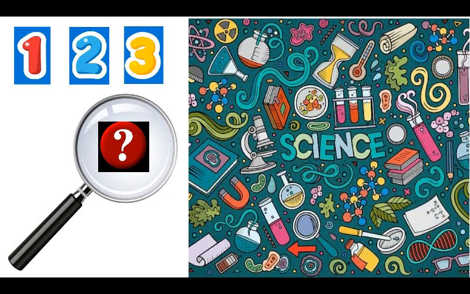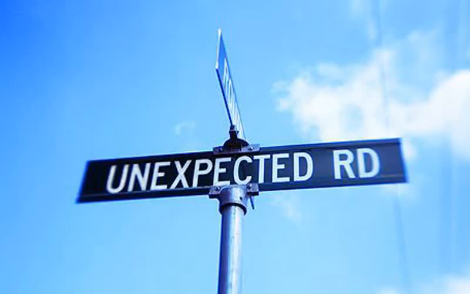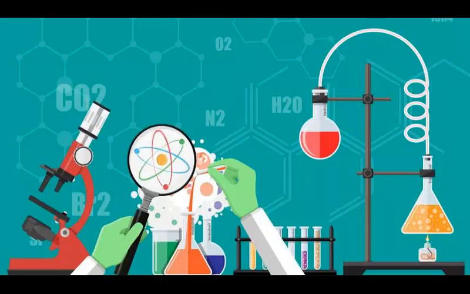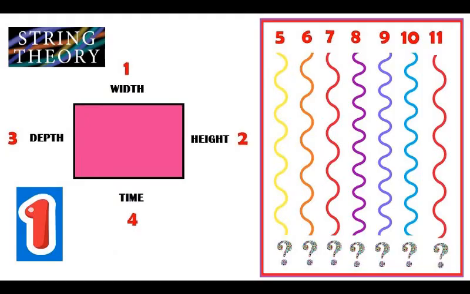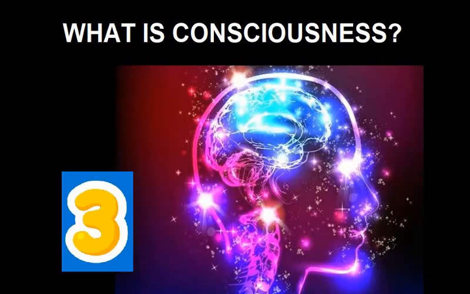We will describe three great mysteries of science. Then we'll explore how ideas from an unexpected source may suggest solutions to these three great mysteries. These three great mysteries of science are: what and where are the 7 other dimensions of superstring theory? The double-slit experiment? And what is consciousness?